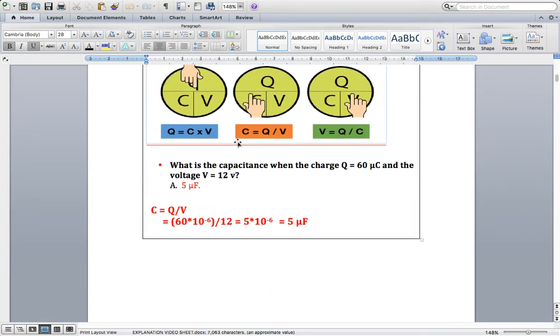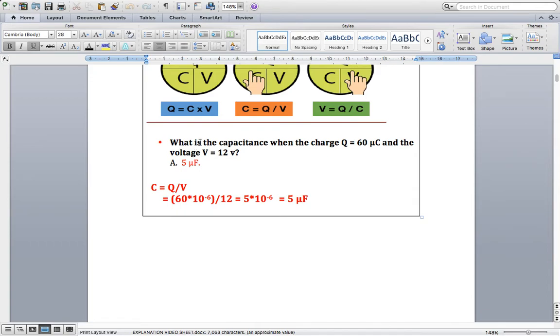So let's see the question. What is the capacitance when charge Q is 60 microcoulomb and voltage V is 12 volt? Okay, this was a multiple choice question. So you should know the equation. So just write the equation first. For finding capacitance, the equation is C equals Q divided by V.